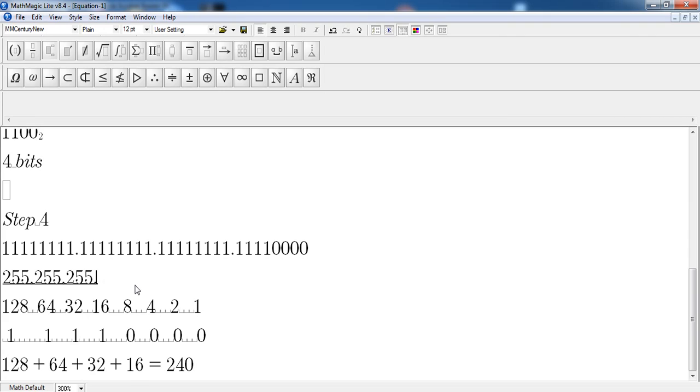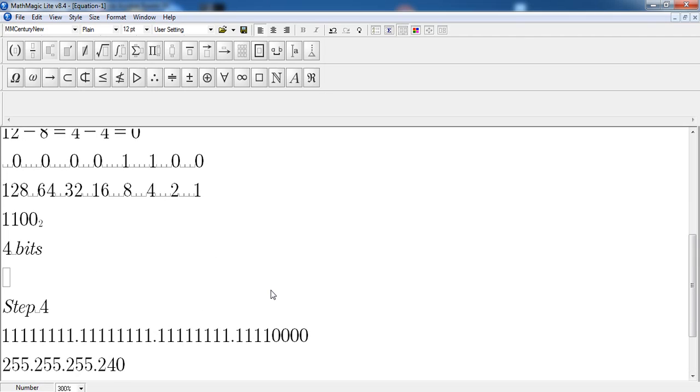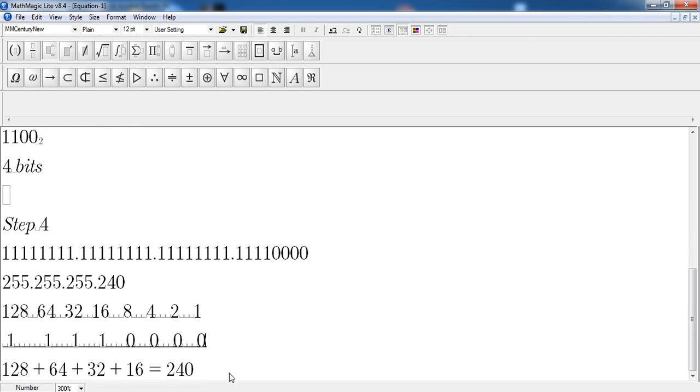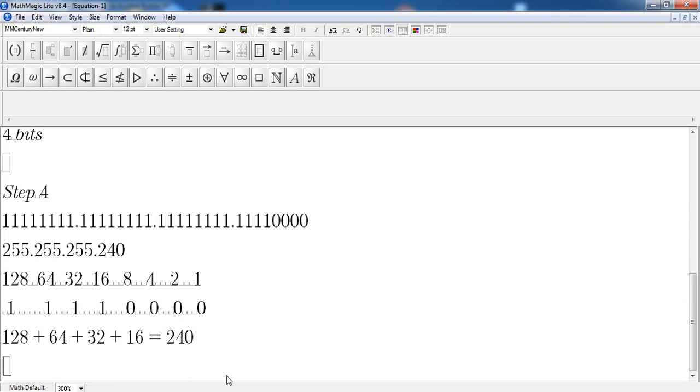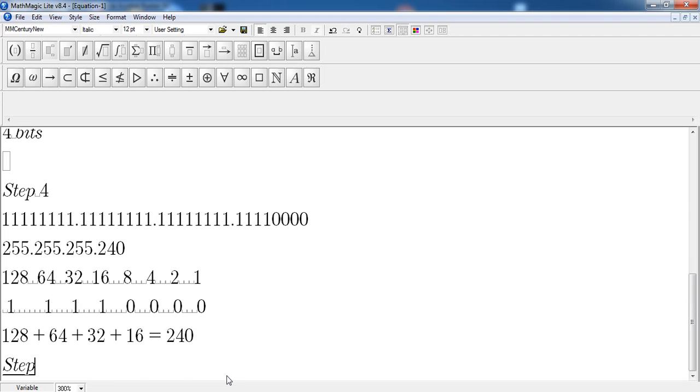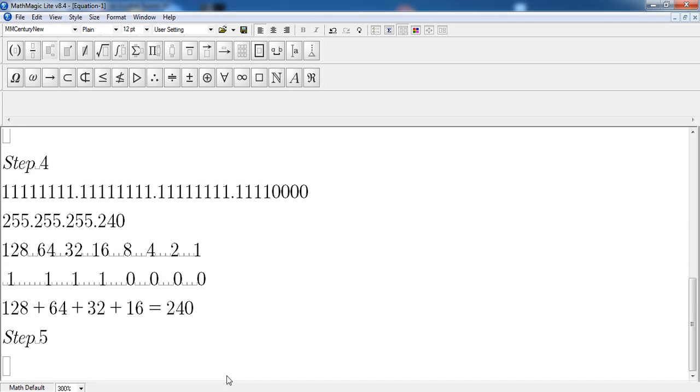So that means our subnet ID or the custom subnet masks would be 255.255.255.240. Now let's go to step 5, which asks us to list the possible subnetworks.